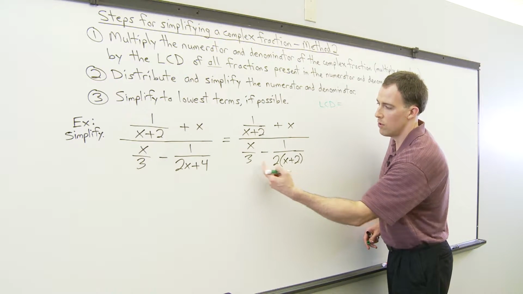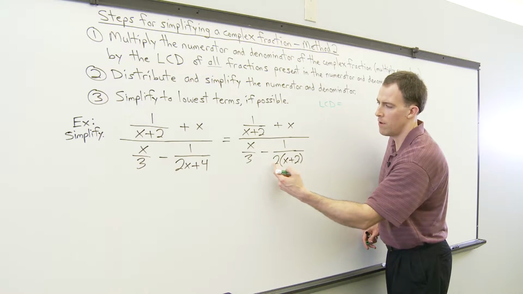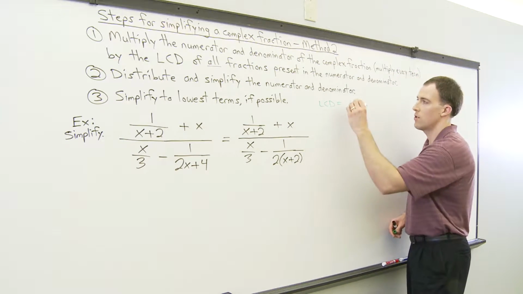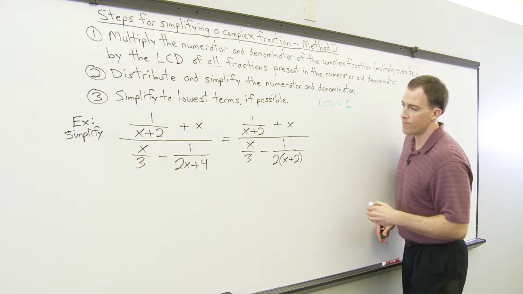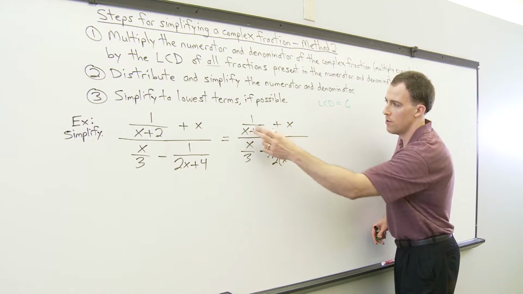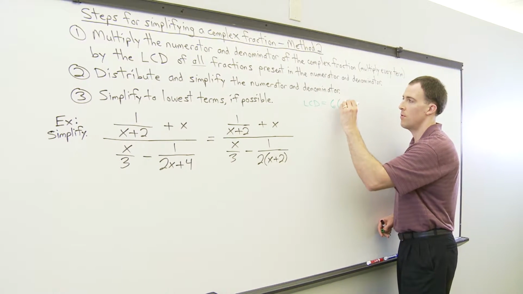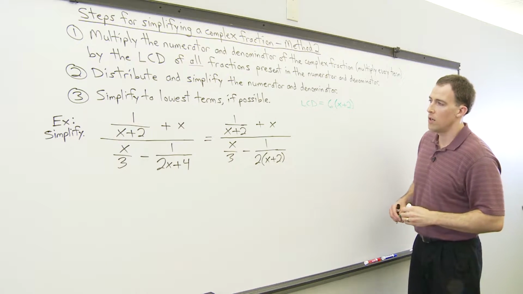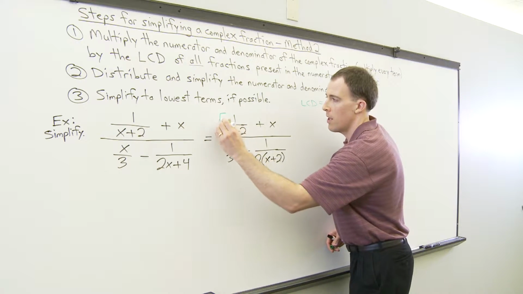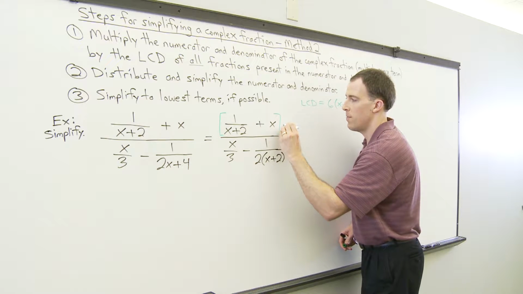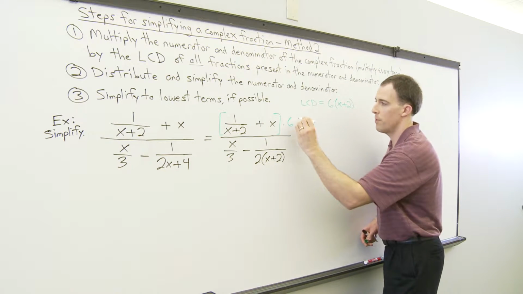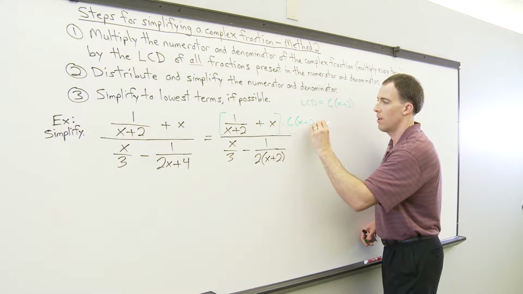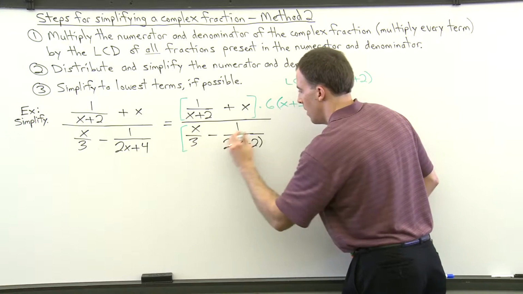We've got a 3 and a 2. So the least common multiple of a 3 and a 2 is 6. So 6. And we also have an x plus 2 in each of these denominators. So we need an x plus 2 for the LCD, for the common denominator. So the numerator and denominator of this complex fraction need to be multiplied by 6 times x plus 2. And I'm showing that here.